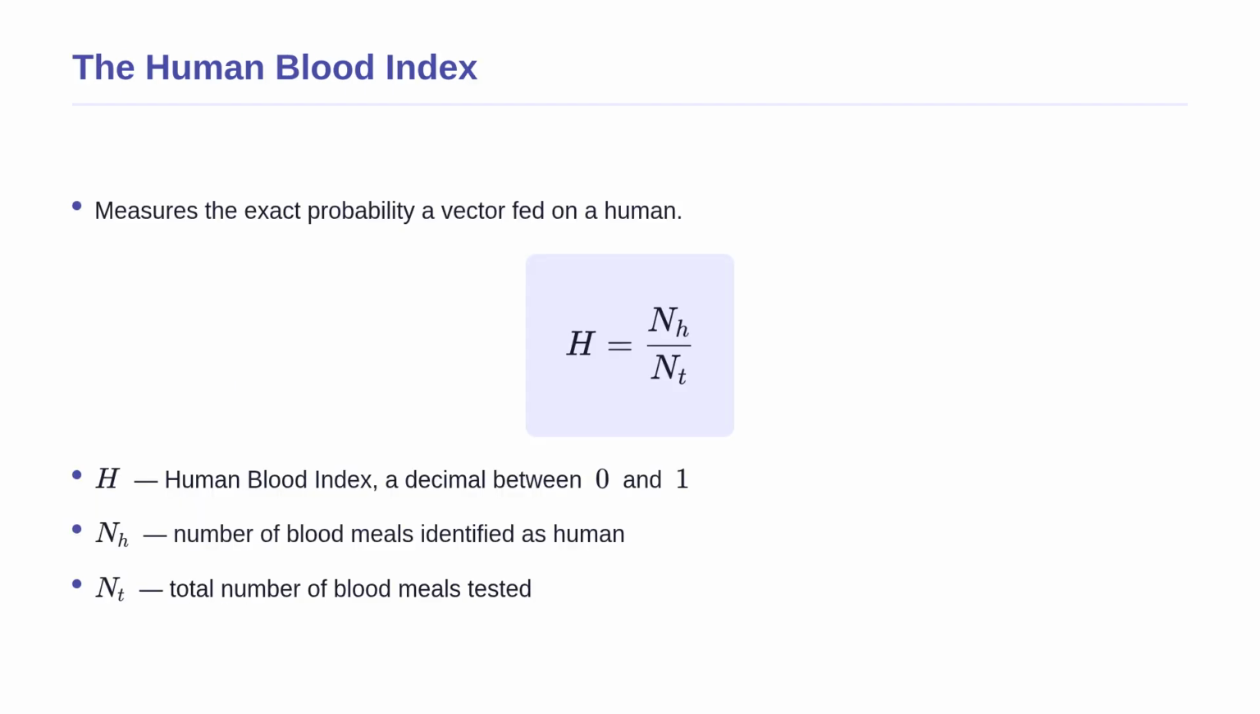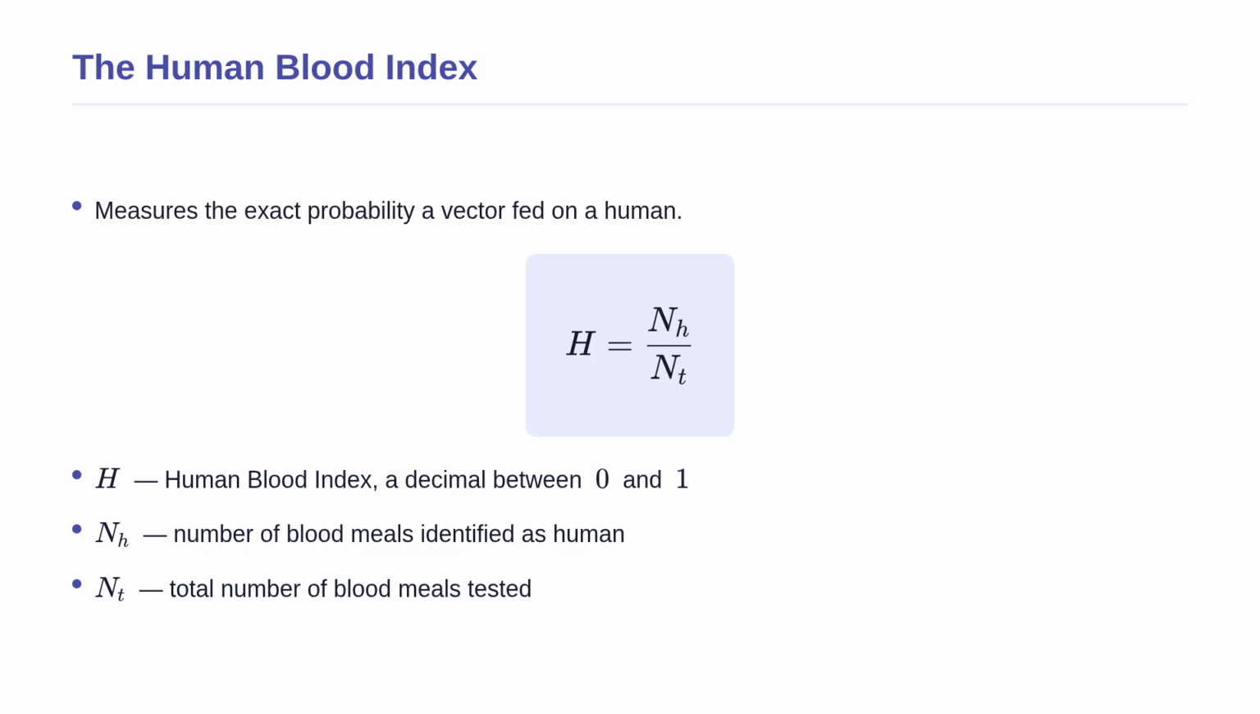While the forage ratio is great for general ecology, public health workers dealing with diseases like malaria rely on another vital metric. This is the human blood index. This index tells us the exact probability that a particular insect vector has fed on a human being rather than an animal. In this formula, H represents the human blood index.